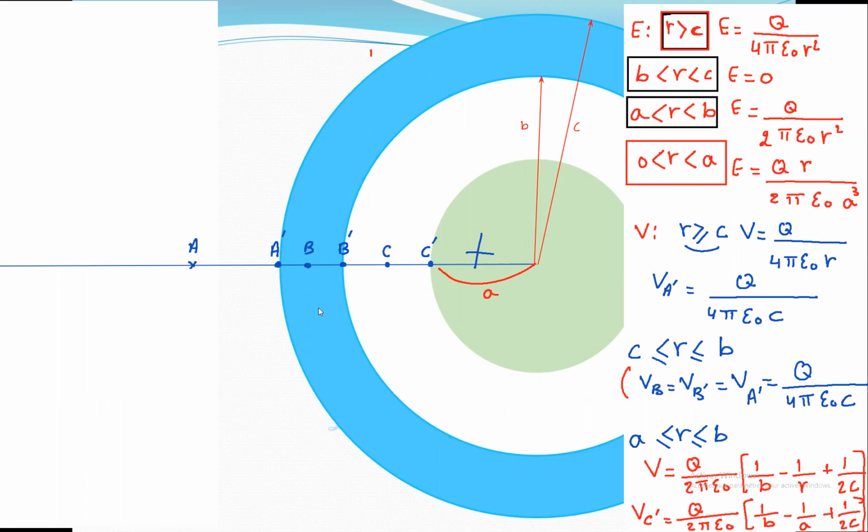Now, let's take a point inside the sphere. Now, I want the region less than or equal to A and greater than 0.